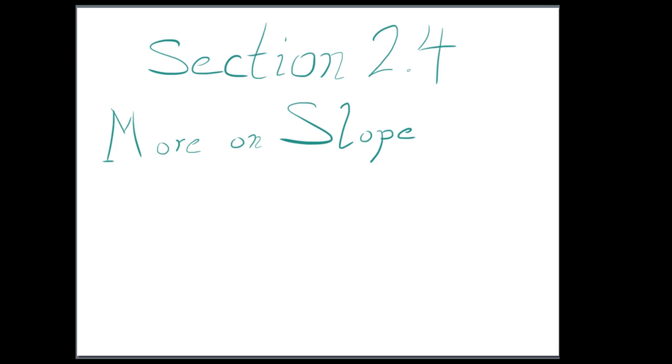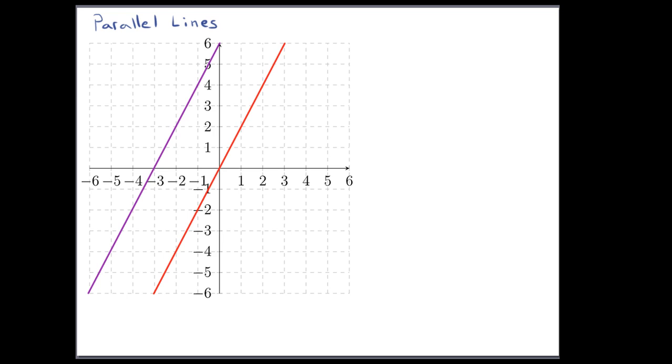Hey everyone, this is section 2.4, more on slope, and let's go ahead and look at parallel lines. So now I have two parallel lines here, and we can tell they're parallel visually, it looks like it. Let's see what it means in terms of algebra to be parallel.